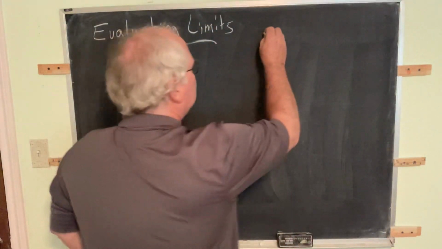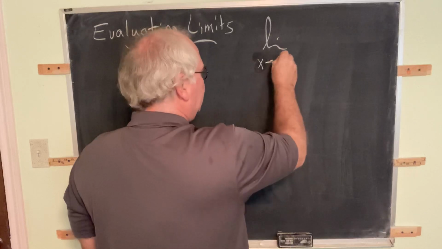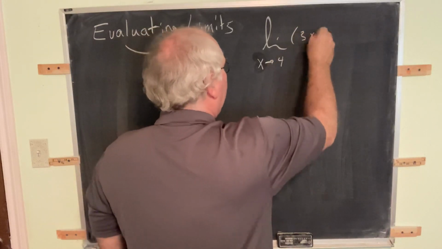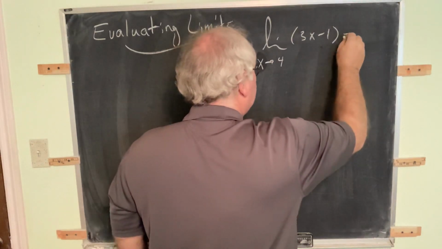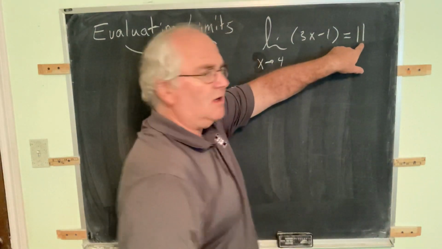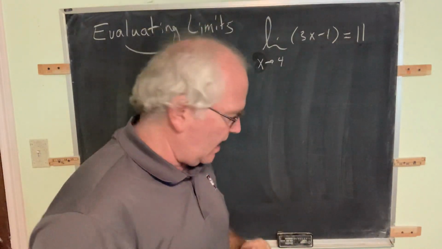You have been given something like this. Given the limit, say, as x approaches, let's say, 4 of 3x minus 1, you've been given that that is equal to a specific number. I've given you this number. And then you've been asked to verify that this actually is correct.